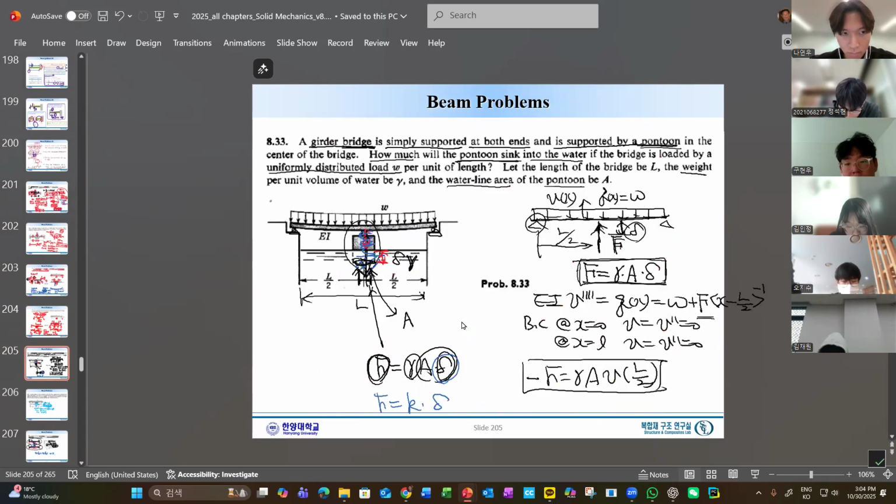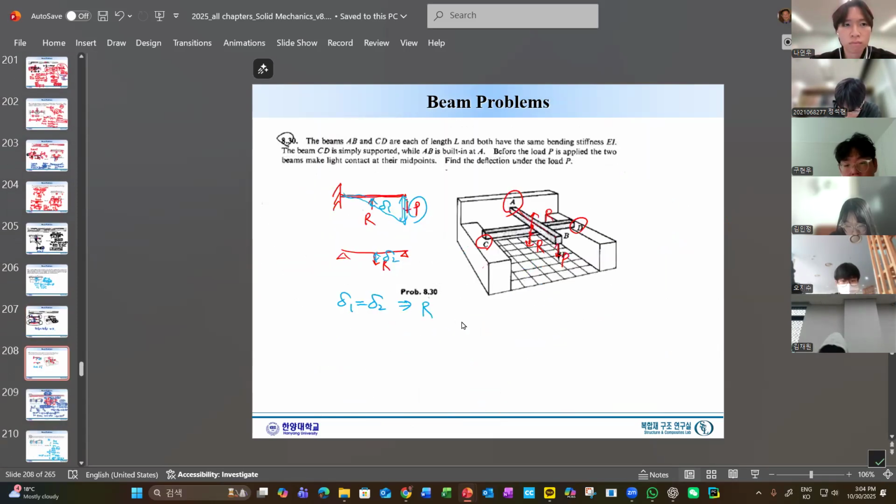Well, this is another application problem like this. If we have two beams and we apply the P load here, then how much are the stresses and deflection? Well, it's very similar to the previous problem. We have an AB beam here. We have a clamped end, and we have a load. But the point is that this contact point, we don't know. Let's call it R. And then we solve this problem.